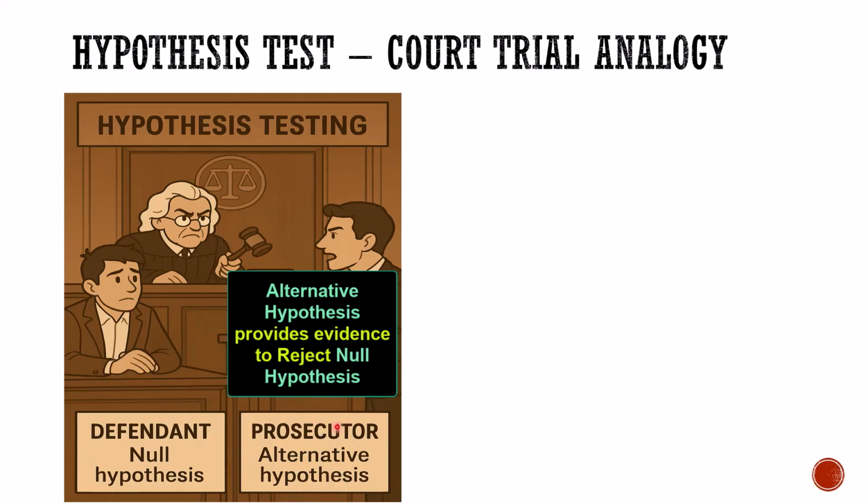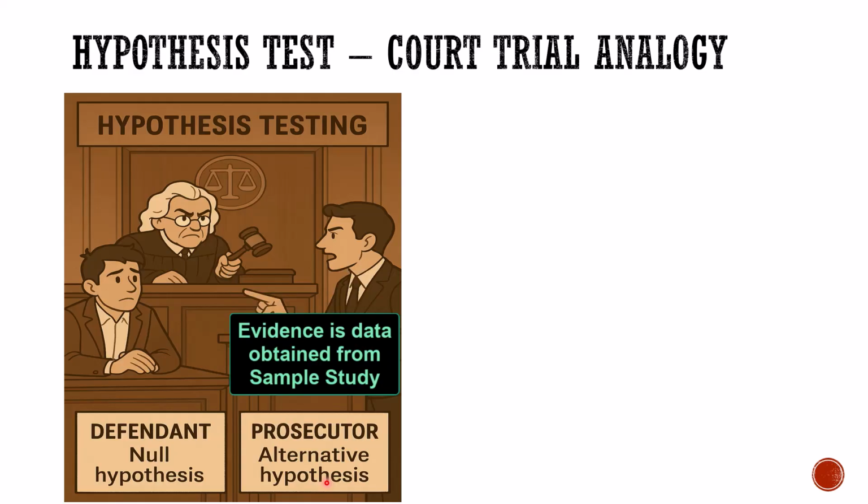Now, just as the prosecutor has to bring evidence before a judge or a jury, in a similar way, the alternative hypothesis also has to present evidence to a statistician or a data analyst in the form of sample metrics, in the form of test statistic. So what is the evidence that the alternative hypothesis can bring to the table to prove that the null hypothesis is wrong? It is from a sample study.